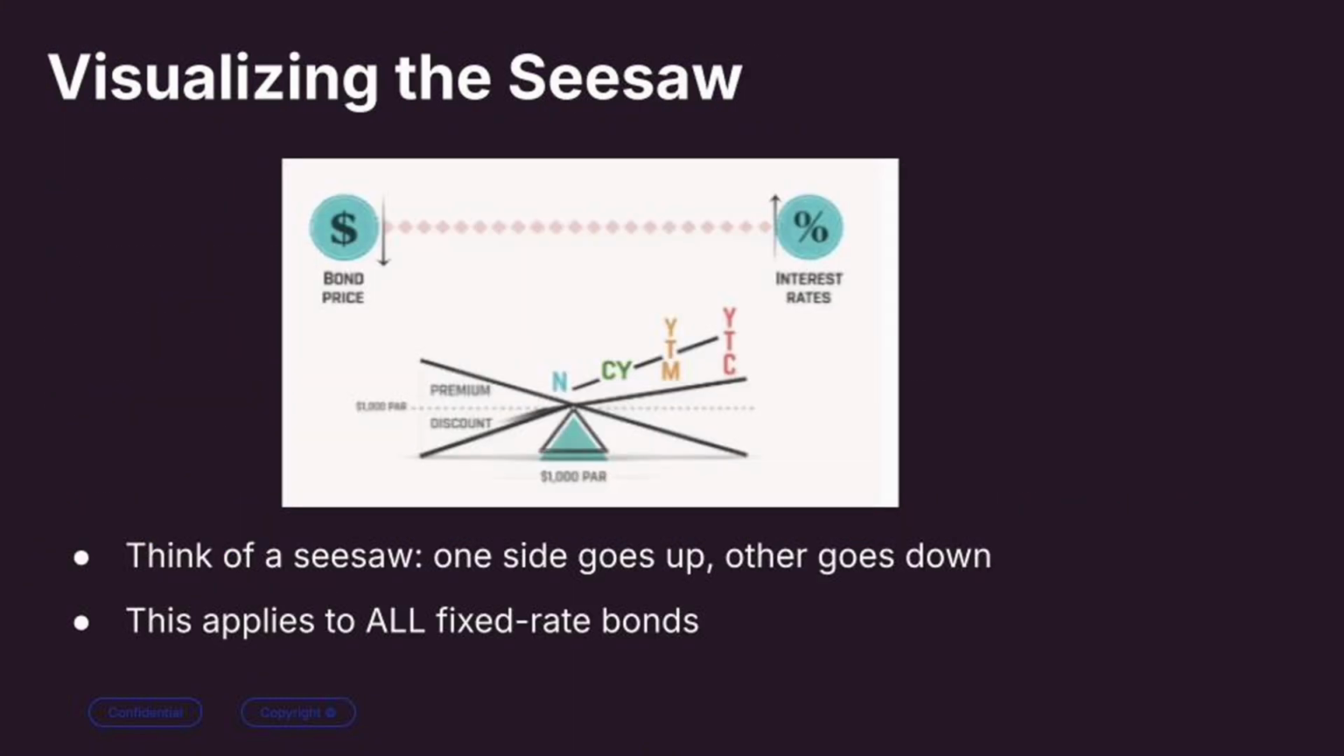Think of it like a seesaw on a playground. Interest rates sit on one side, bond prices on the other. When rates rise, that side of the seesaw goes up and bond prices tilt down. When rates fall, prices rise. This applies to all fixed-rate bonds: treasuries, corporates, municipals. The seesaw never lies.